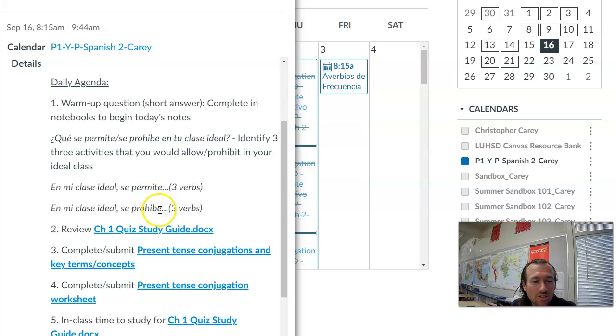And then, what are 3 things that you would not allow? Se prohíbe hacer tareas. Se prohíbe estudiar mucho. Se prohíbe leer. Se prohíbe escribir. Se prohíbe dibujar or pintar, bailar. 3 things that you would prefer not to do and therefore not allow in your classes. And they got to be verbs, as you can tell. Verbs in the infinitive.